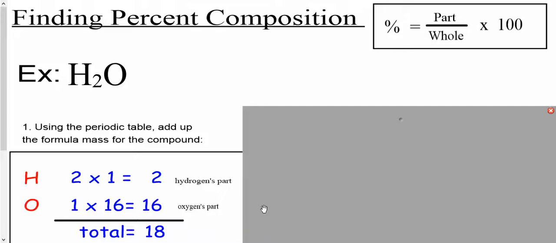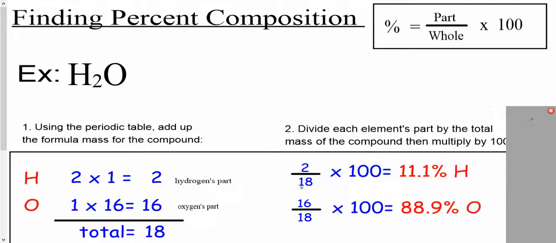So now to get the percent hydrogen, I will divide 2 by 18. 2 divided by 18 times 100 gives us 11.1. So water is 11.1% hydrogen. To get oxygen's part, you'll divide 16 by 18 and you get 88.9. You can check your work by adding the percentages together and you should get really close to 100. If you don't get 100 exactly, it's just simply because of rounding.